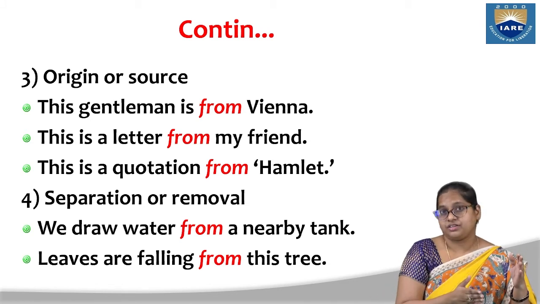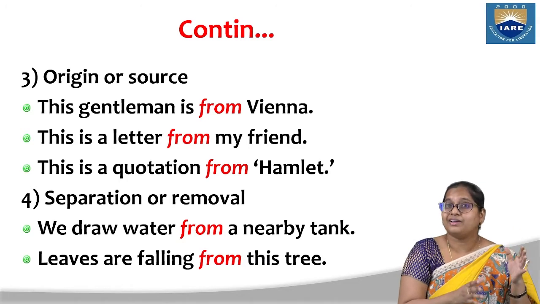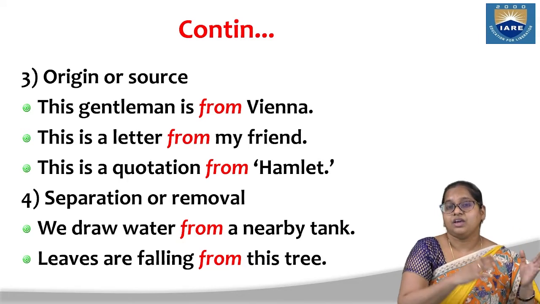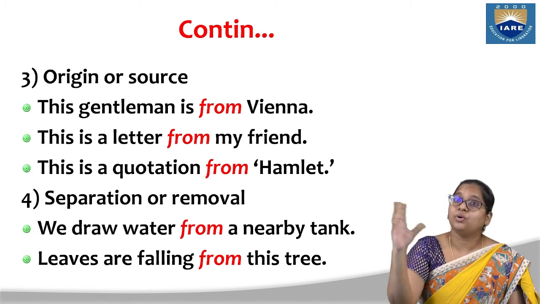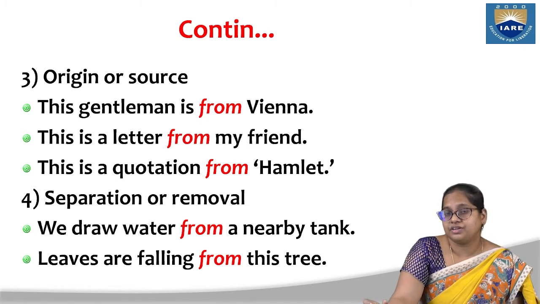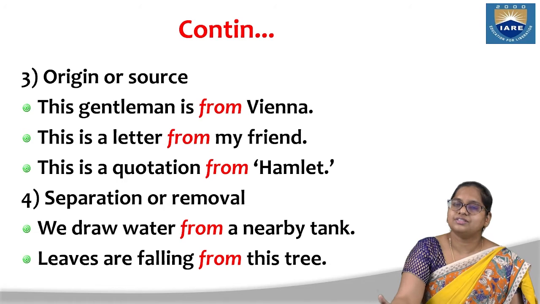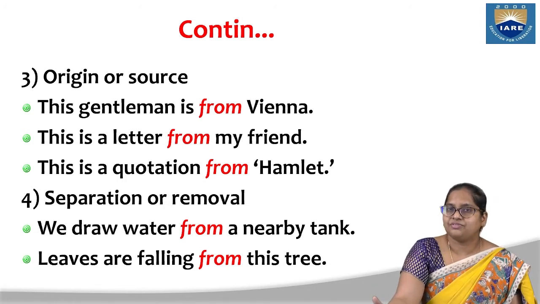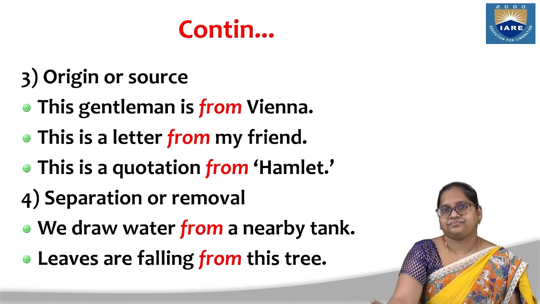So origin is where it came from, or what the source is. We are referring to the source of something. When we say this is from Hamlet, we are quoting its source. And this is a letter from my friend, the origin of the place. So when you're referring to this context, you can definitely make use of the preposition from.